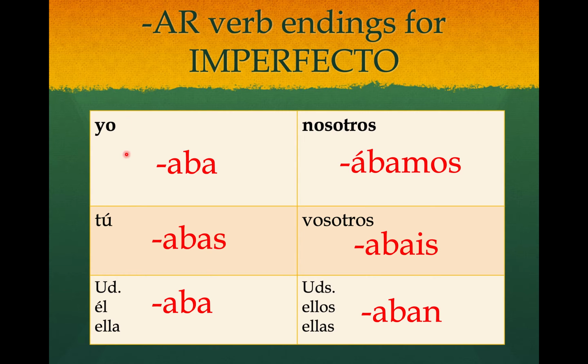If you pay close attention, you can see that the yo form ending is aba, as is the usted, él, ella form, which is also aba. For that matter, from now on, we're going to always use the subject yo and the subject usted, él, ella when we use the aba ending. And also you can tell that the only ending that has an accent is the nosotros form, ábamos.